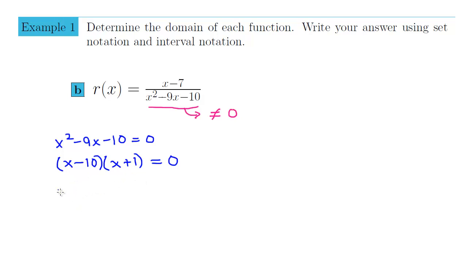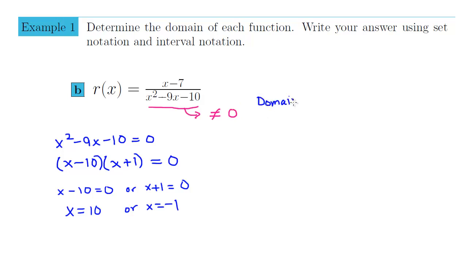Now that we've factored, we can set each factor equal to 0 to finish solving. So that means x minus 10 equals 0 or x plus 1 equals 0. So that tells me there's actually two values that will make this expression undefined. X is 10 or x is negative 1. These values have to be excluded from our domain.